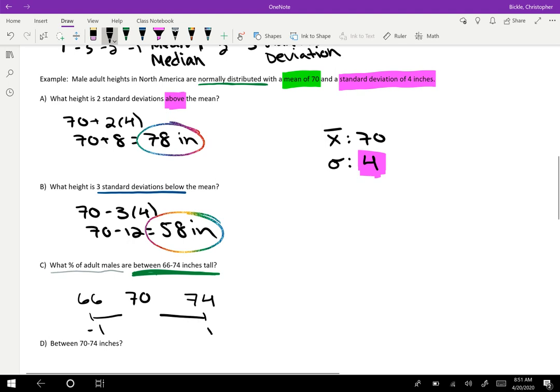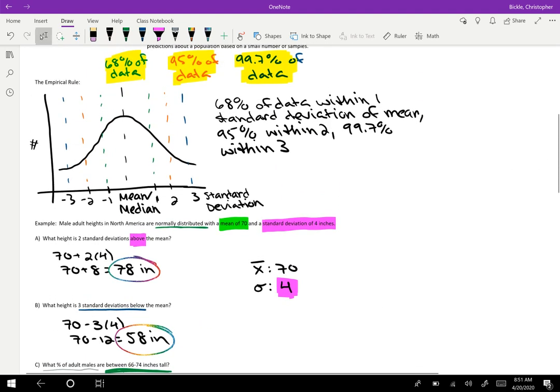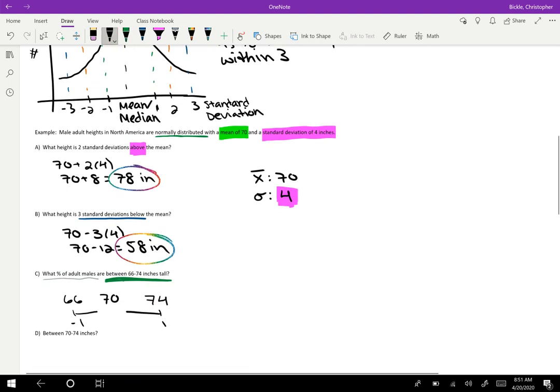So we want to know what percentage of the data is going to fall between 1 standard deviation of the mean. Well, the empirical rule tells us that 68% of that data is going to be within 1 standard deviation of the mean. So I know that 68% of US males should be between 66 and 74 inches tall. Okay.